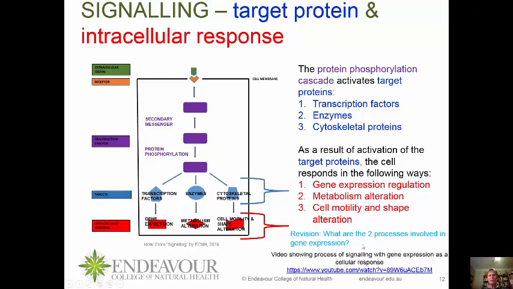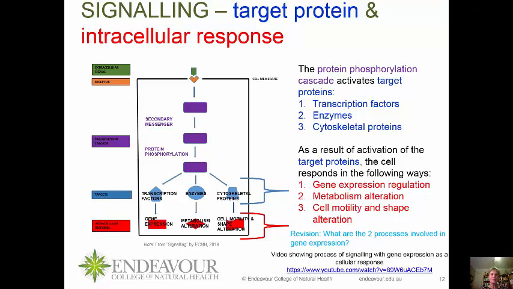Now, just a bit of revision. What are the two processes involved in gene expression? So when we're talking about gene expression, we're talking about the central dogma. So have a think about what are those two processes involved in that, in the correct order. When you always talk about them, make sure you talk about them in the correct order. So we're talking about transcription and translation.